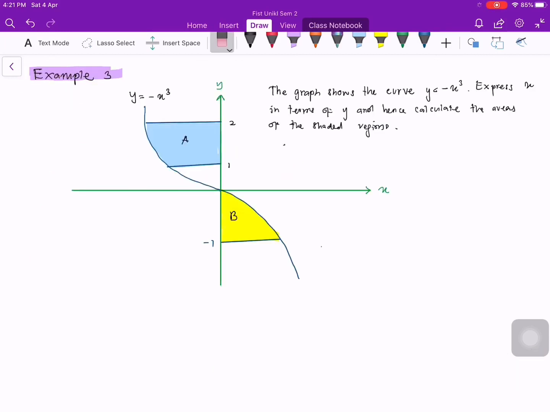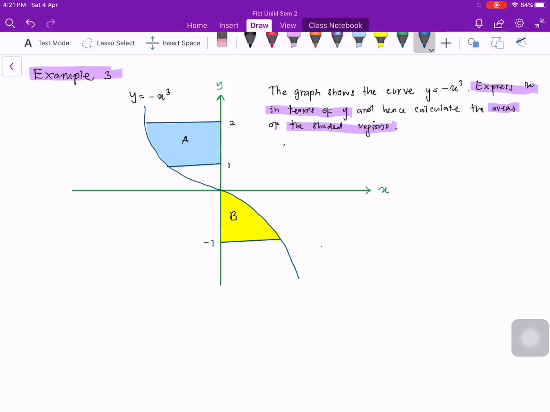Okay, example 3. So we have a diagram illustrated the problem of these questions. We have a function y is equals to negative x cubed, and we have a region of AB accordingly. So now the question is express x in terms of y. Okay, soalan yang pertama kita nak kena express x in terms of y. Okay, and hence calculate the area of the shaded region. Dan kita calculate areas of the shaded region. Okay, so let's start with express x in terms of y.